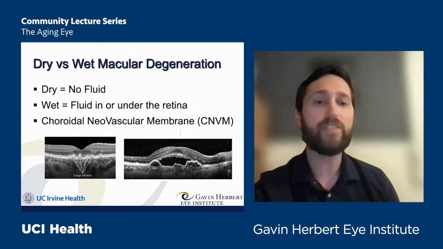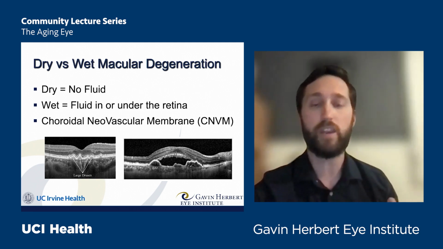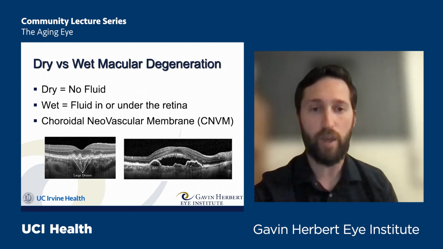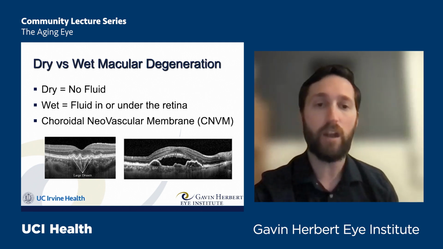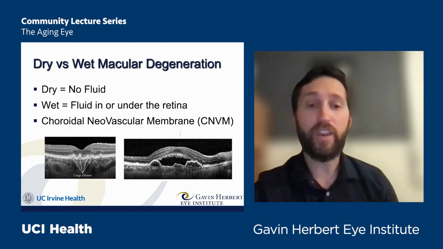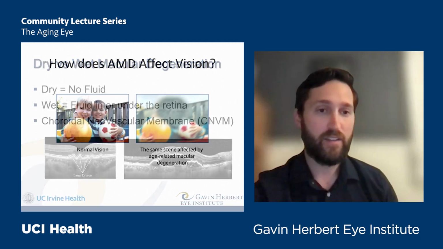And so basically the definition of dry age-related macular degeneration is no fluid on the retina. And the definition of wet is that there's fluid either underneath or in the retina. So yeah, so the wet is this fluid that's underneath the retina. You can go to the next slide, actually.